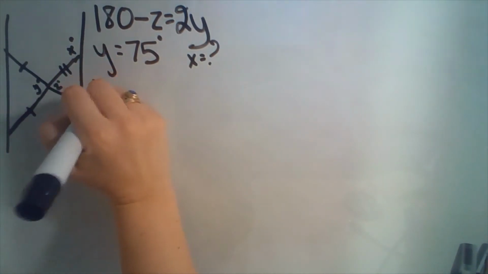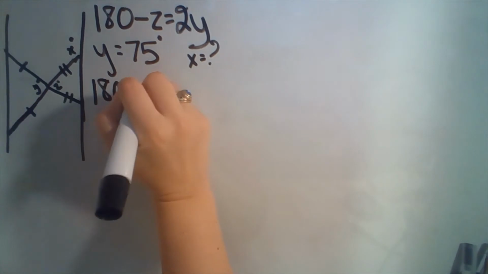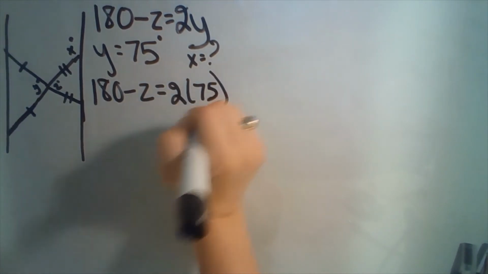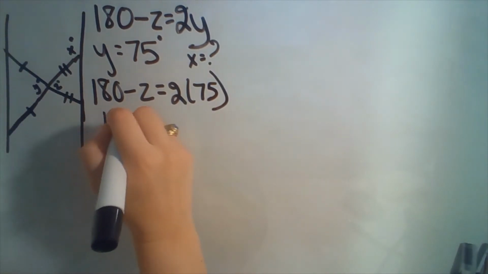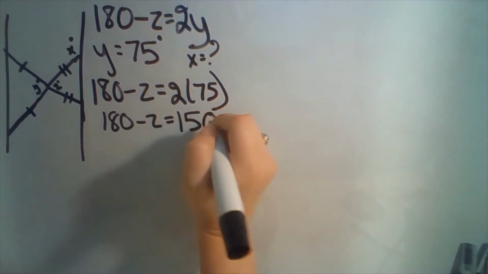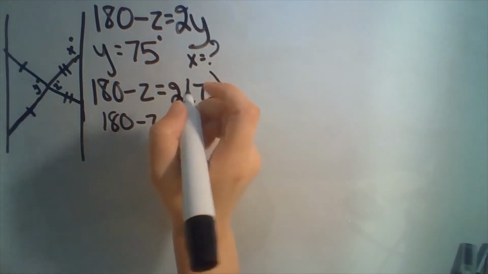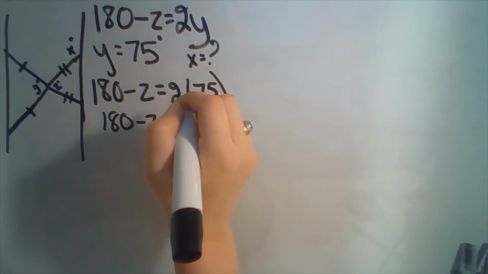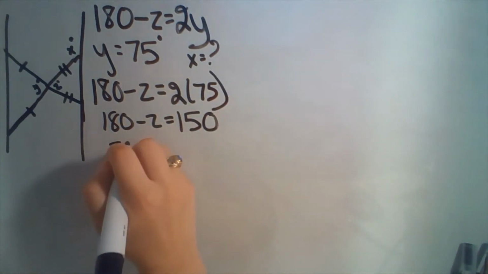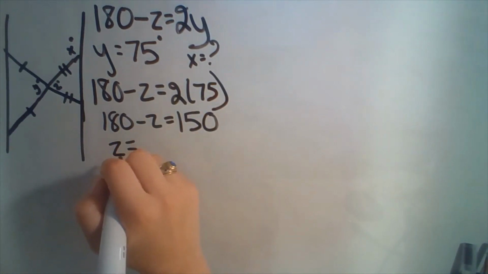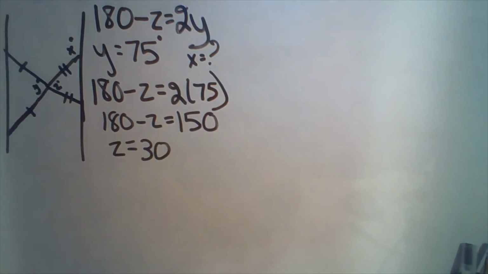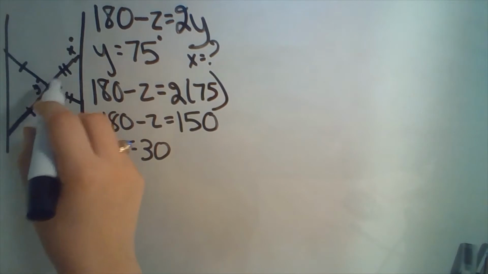So let's do that. So 180 minus z equals 2 times 75. 180 minus z is equal to 150. Remember, this is no calculator, so if you couldn't do this one in your head, then you'd have to multiply it out, right? So we have z is equal to 30. So we know what our z is. Do we know what x is?